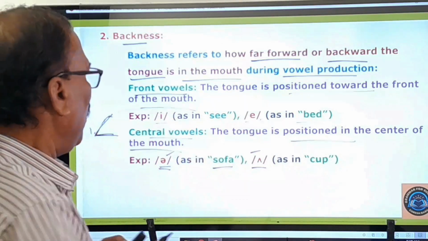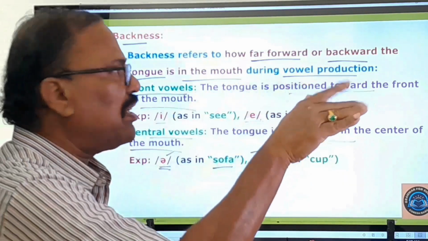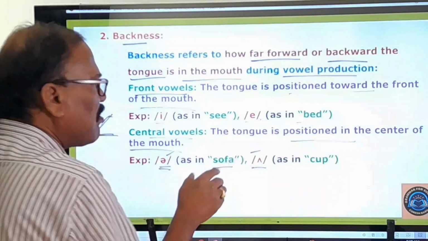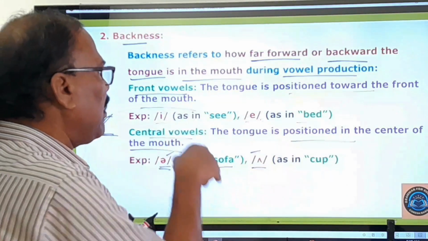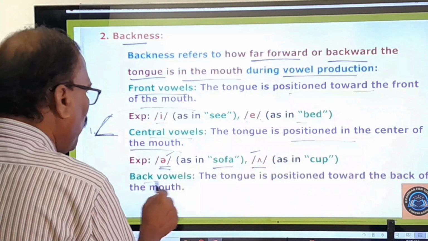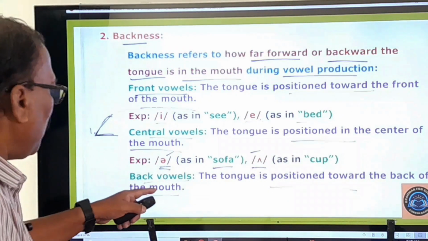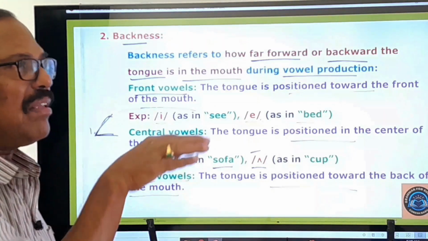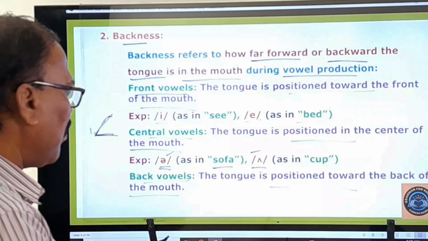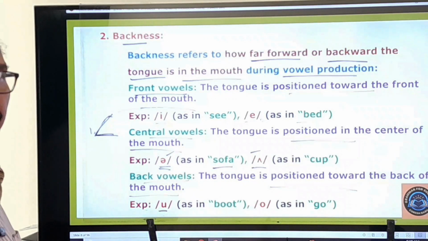These 2 vowel sounds are produced when the tongue is moved forward. These 2 vowel sounds are produced when the tongue is positioned in the center of the mouth. And here back vowels are there. The tongue is positioned toward the back of the mouth. So in the production of these vowels, the tongue is moved backward. So okay, how? O is there. O, boot.